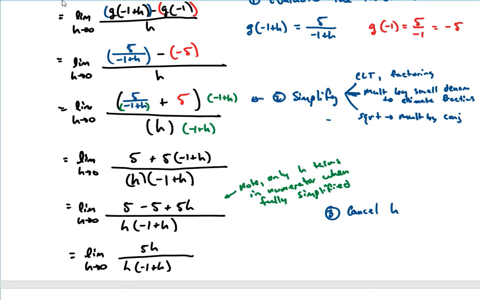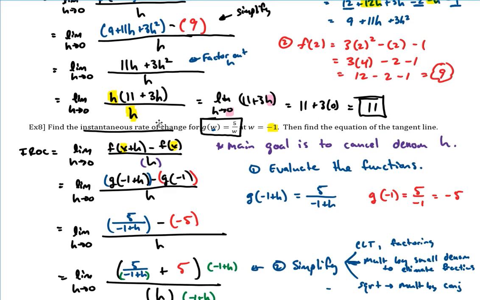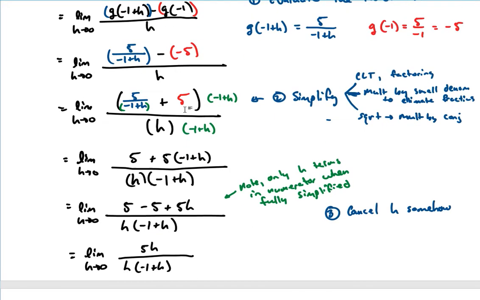Cancel h somehow. We might need to factor. So I'm going to put "somehow." Sometimes we might need to factor. This one, it's clear, we can cancel straight away. Like on the previous one, we had to factor first before we canceled. So cancel h somehow, and again we might need to factor, and then afterwards we'll evaluate the limit. Then plug in h equals 0 to evaluate the limit.